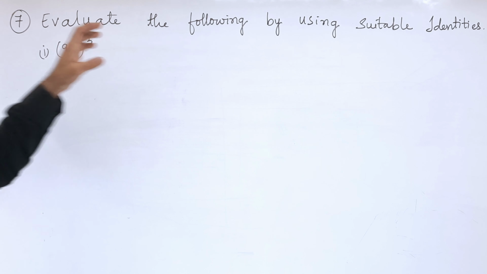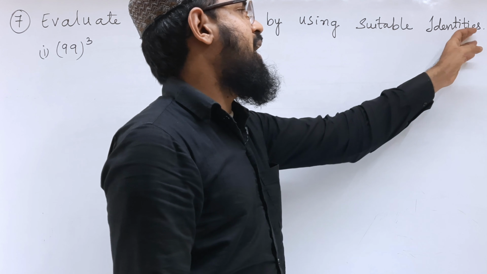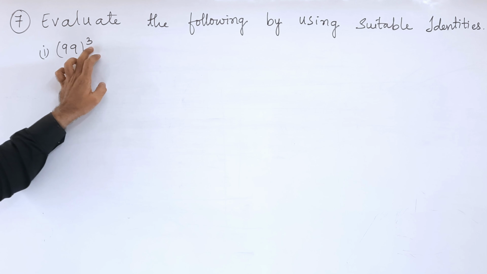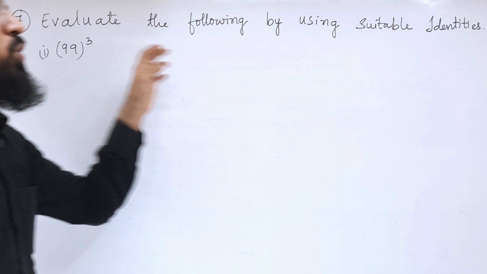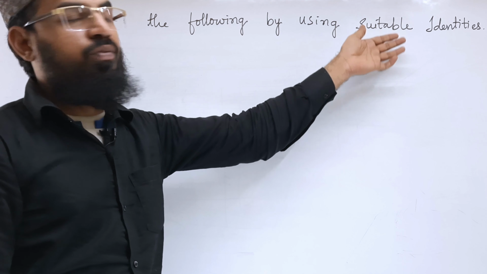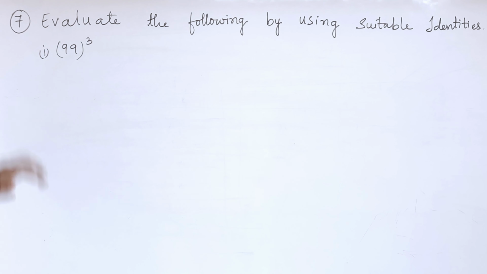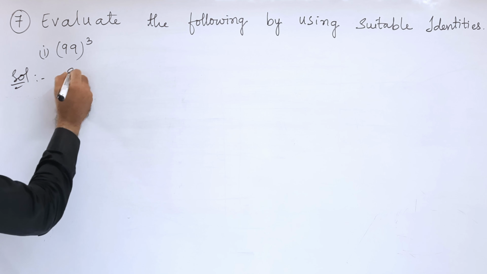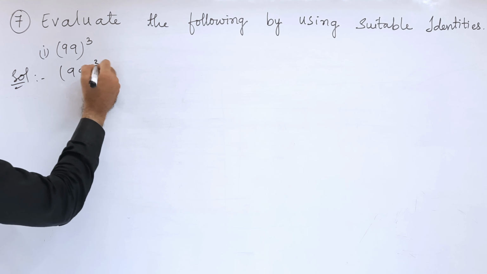Seventh problem, evaluate the following by using suitable identities. So the first one is 99 whole cube. We have to use the suitable identities, the formulas, and solve this. So let us start the solution. They have given 99 cube.